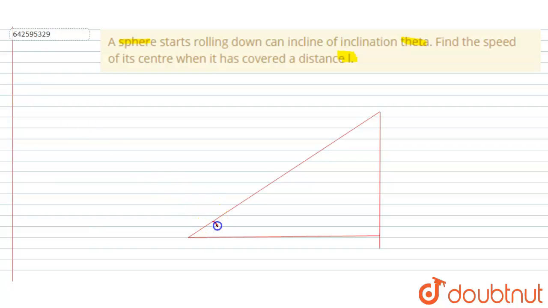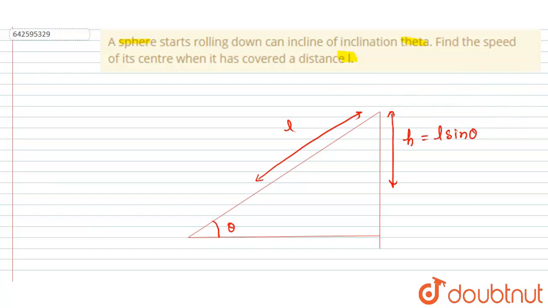So this angle is given here as theta. When it covers L distance along the incline, you can calculate the height through which it came down. That will be L sine theta. So when the sphere came L sine theta downward, you have to find out the speed of its center.